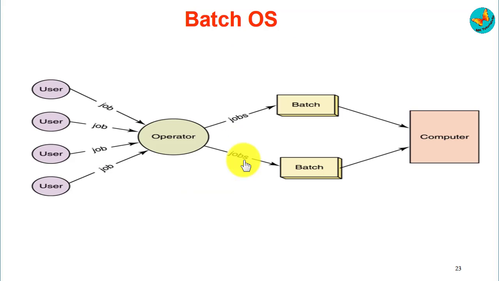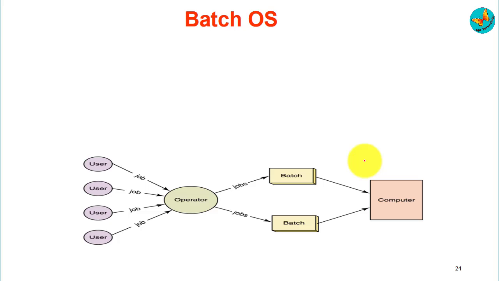So let us see one diagram to understand this. Say suppose n number of users are there and each wants to execute a job. These jobs will be given to the operator. The operator is nothing but the middleman, and what the operator is going to do is group the jobs according to similar needs. Say the first batch will be executing COBOL programs, and the second batch will be executing programs related to Fortran, and then these batches will be given to the computer for execution.